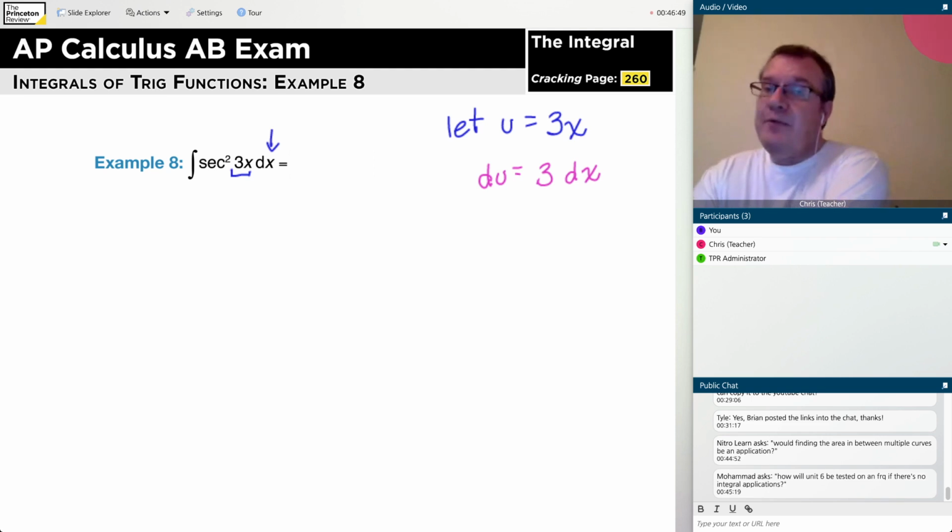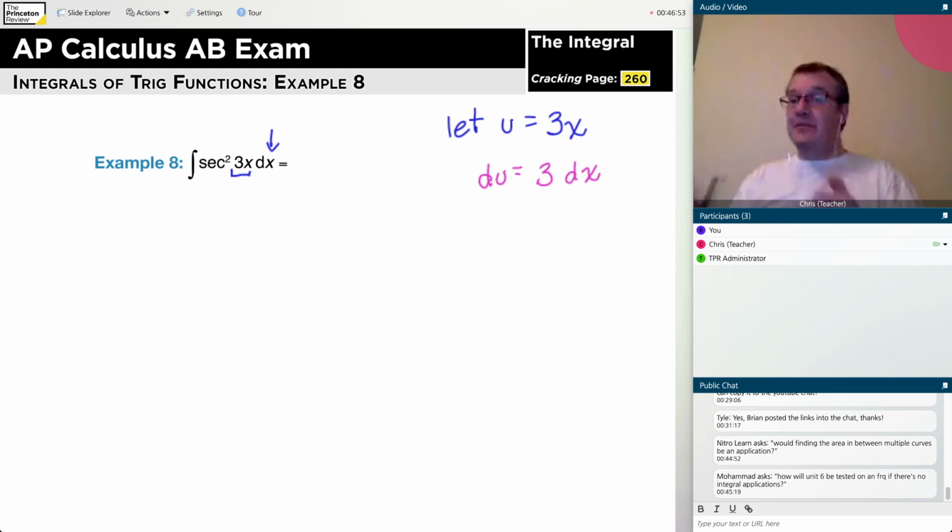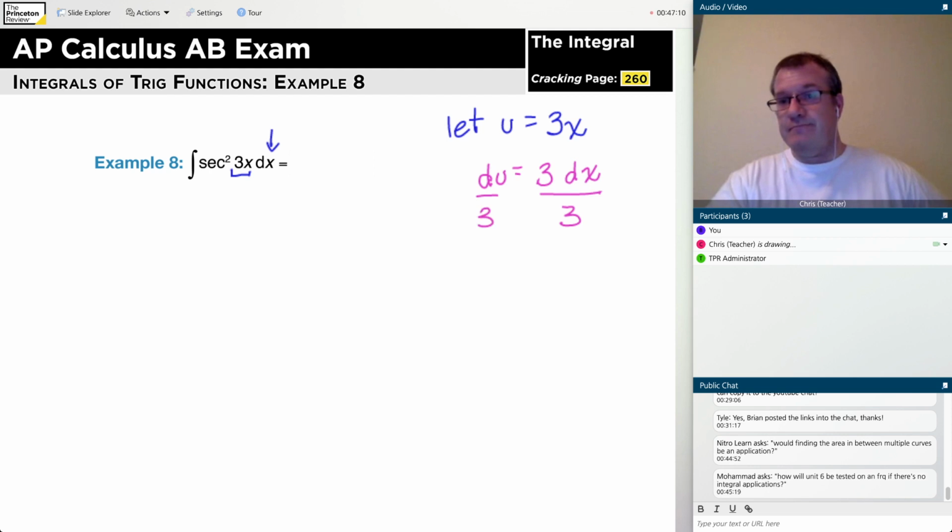But now notice again, I don't have a 3 outside of the trig expression. Like I don't have 3 secant squared 3x dx. If that were the case, I wouldn't have to do anything more. I know my u, I know my du, and I could just plug and play. I only have a dx though. I have to get the dx by itself. Only way to do that, I have to separate it.